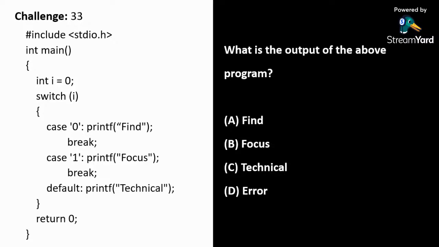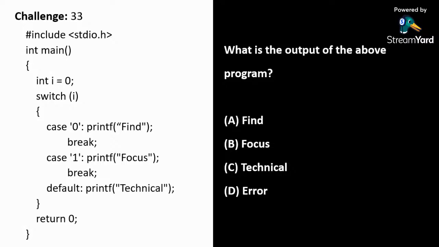Right. So i is equal to 0. Switch i, case 0, so print find this thing. Then it will break. So print focus. Finally print technical. So what is the output of the above program?